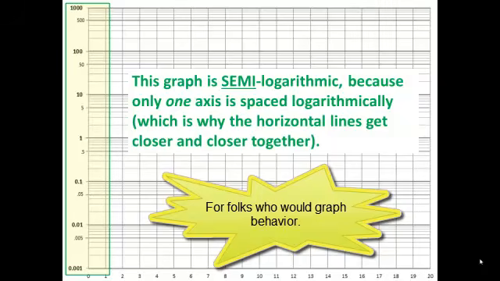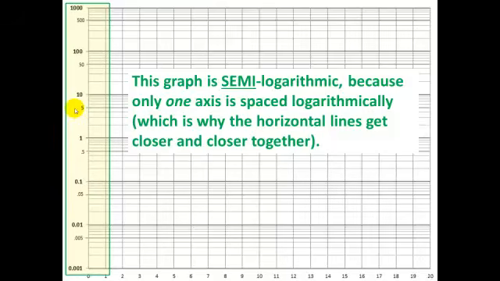So this graph is semi-logarithmic because only one axis is spaced logarithmically, which is why the horizontal lines get closer and closer together as you move from the bottom up. You see it starts from here to here, it's fairly long spaced, and then the space gets shorter, and shorter. The lines get closer and closer together until you get to the next cycle, and the pattern repeats itself where they get closer and closer together.